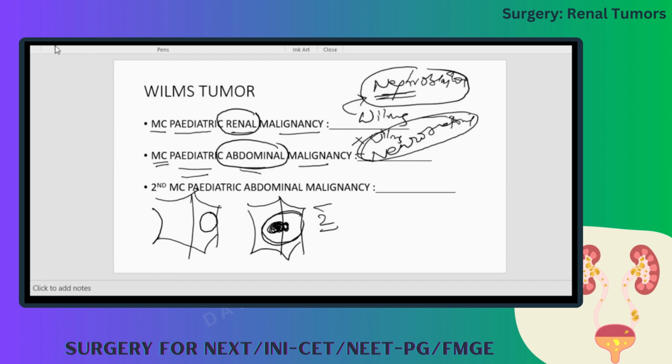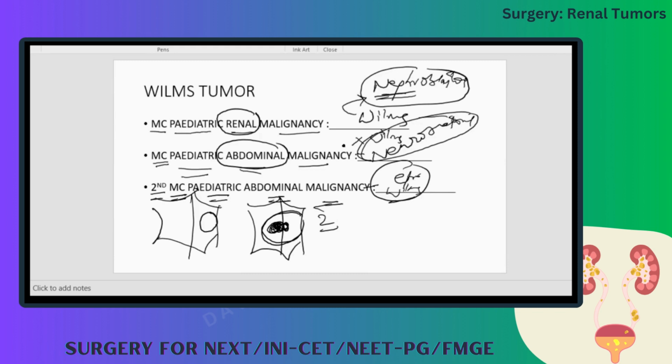And they'll ask this question also: second most common pediatric abdominal malignancy. First is neuroblastoma. Second most common is Wilms tumor, nephroblastoma. Again, it is Wilms tumor. So don't confuse: most common renal, most common abdominal, second most common abdominal.